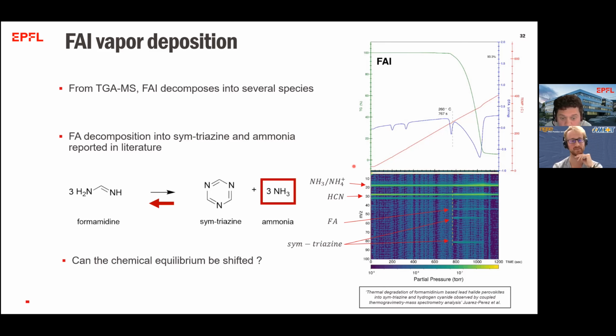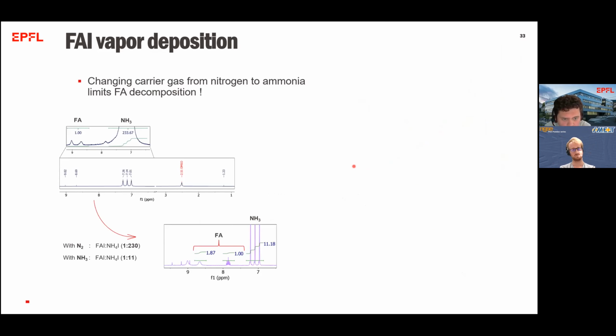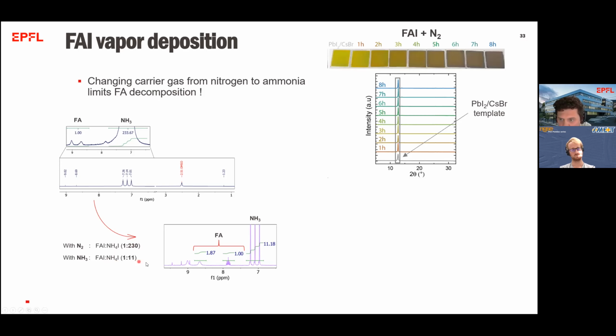So the question is, can we change the chemical equilibrium? Yeah? So can we invert the reaction? And the answer is yes. So we used an ammonia-rich gas instead of nitrogen. Ammonia instead of nitrogen, we used ammonia as a carrier gas, and all of a sudden we could tune that ratio between formamidinium iodide and ammonium iodide being deposited and improve that by more than an order of magnitude.